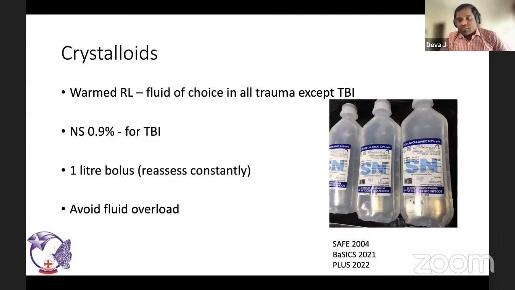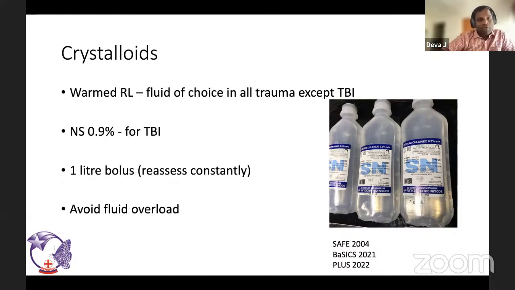So warmed Ringer's lactate, this is what I talked about, is the fluid of choice in all trauma except when there is head injury. We prefer normal saline for traumatic brain injury, and the initial volume is 1 liter, and you reassess constantly. You cannot keep pouring crystalloid after crystalloid. You have to keep reassessing, order blood early if required, and avoid fluid overload. This was talked about in the septic shock talk as well.